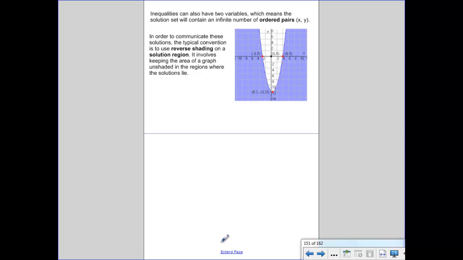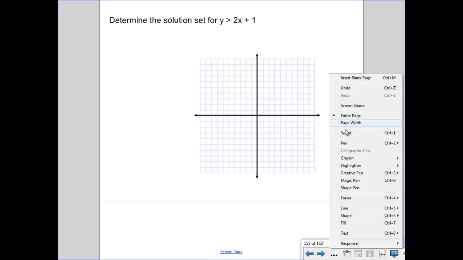Let me give you an example here of something different first. I don't know why I'm always doing this.